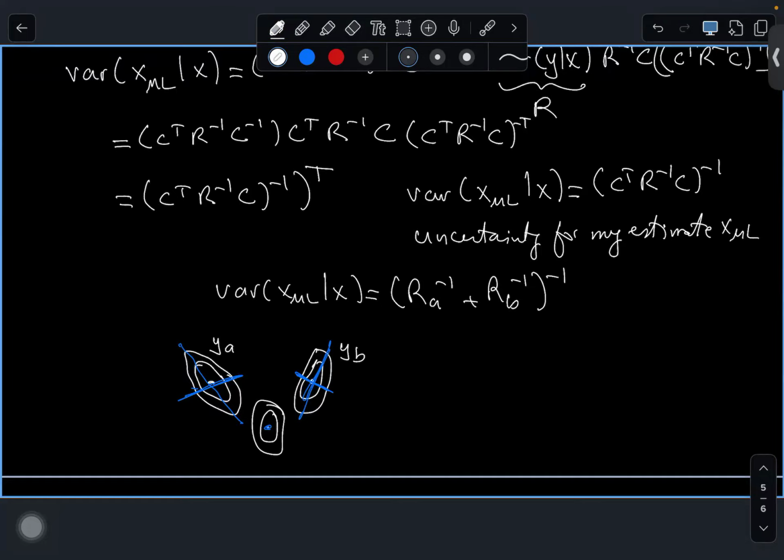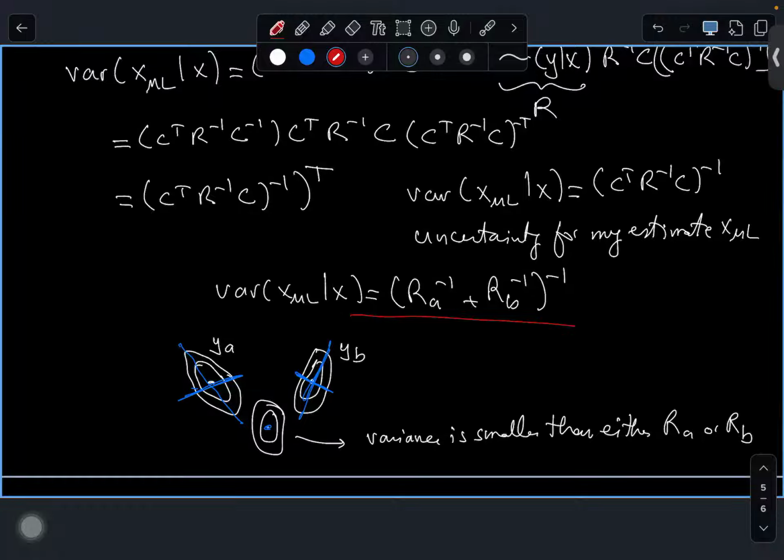And my variance is smaller than either RA or RB. It's because of this. So by combining two pieces of information, I am more certain than if I just had one piece of information.